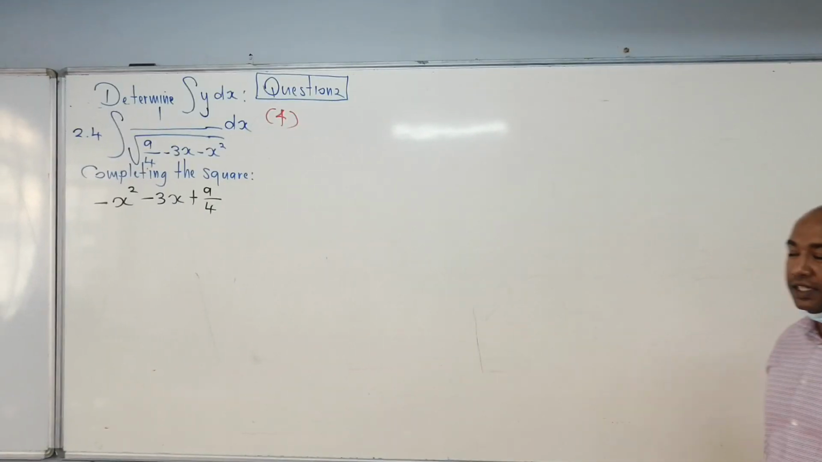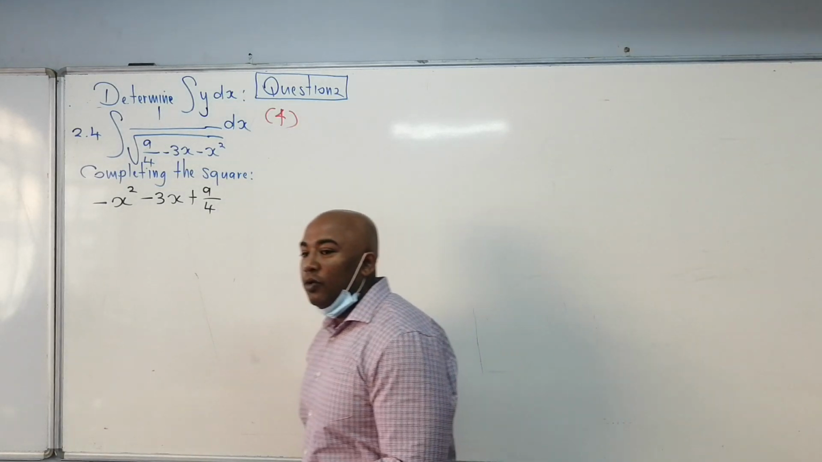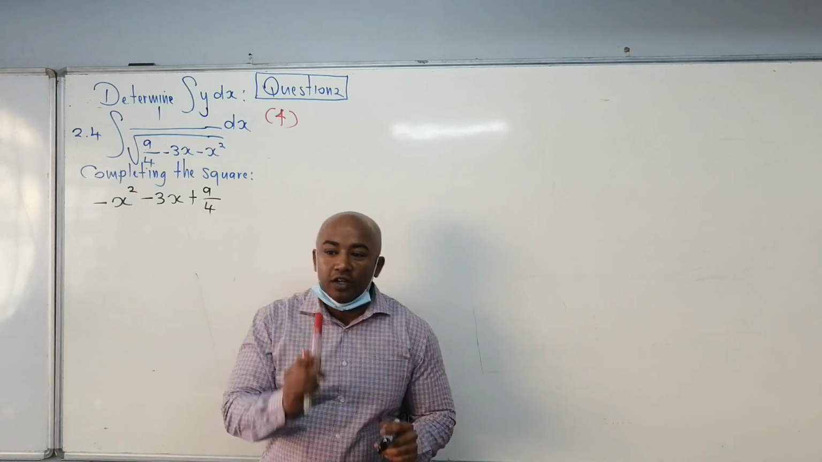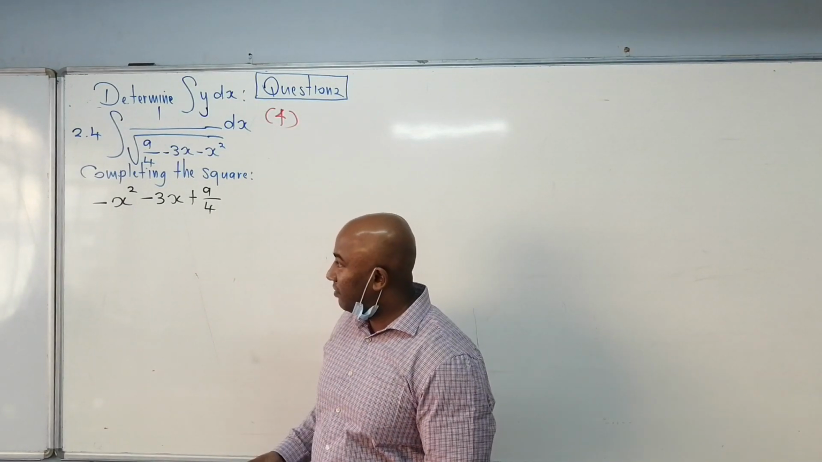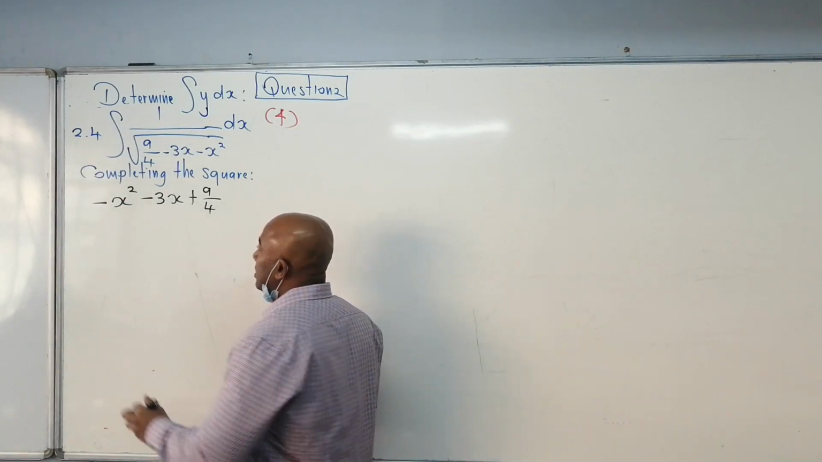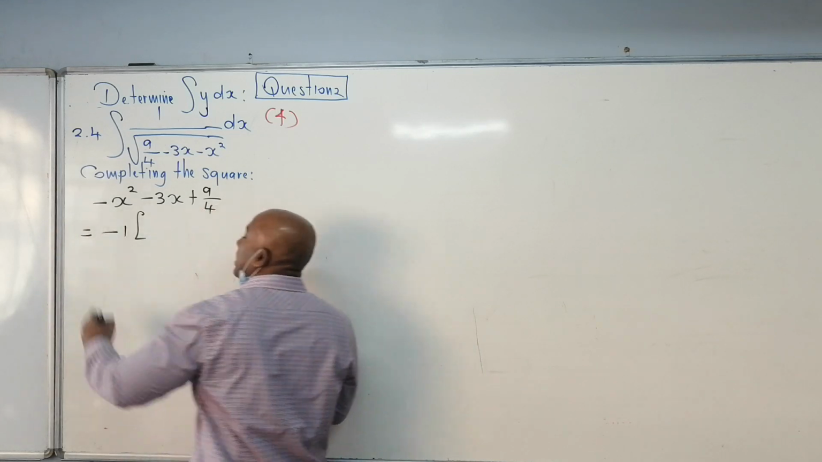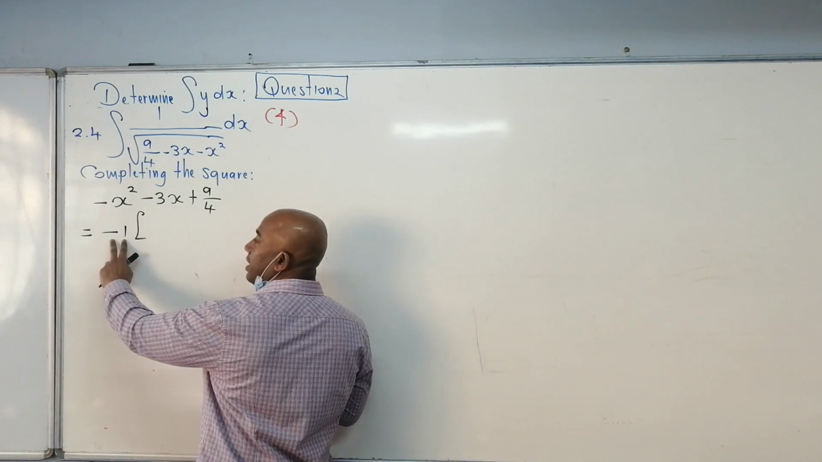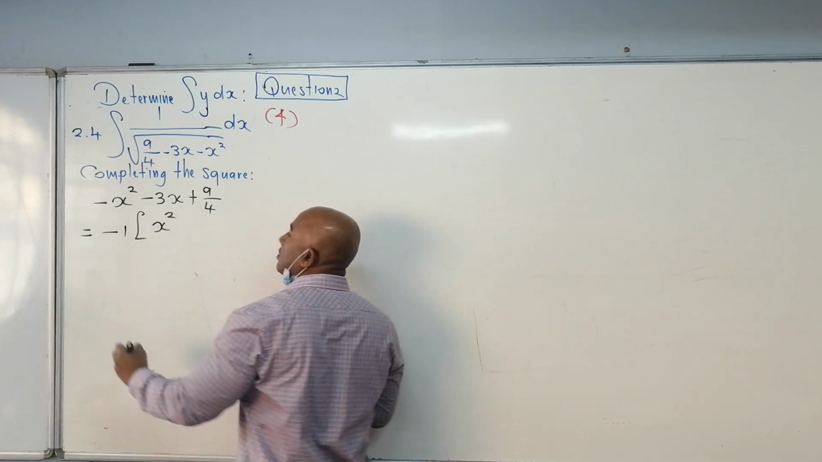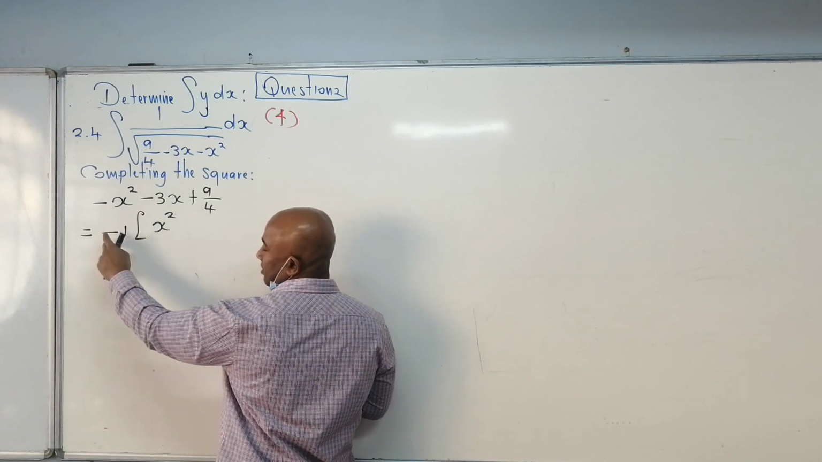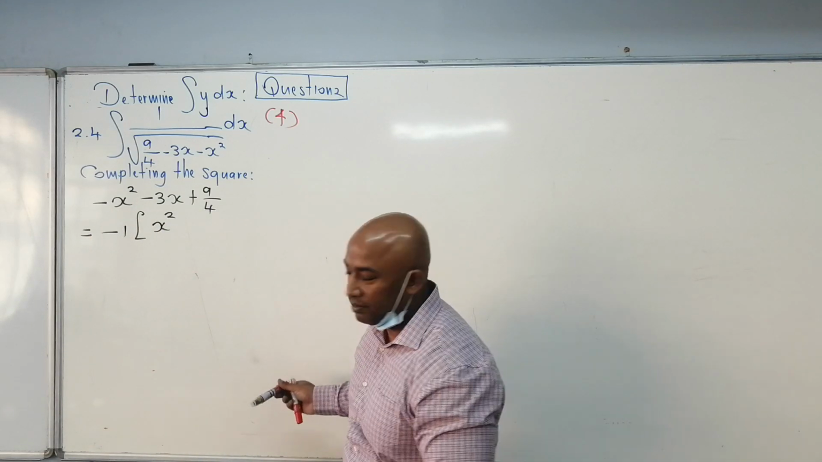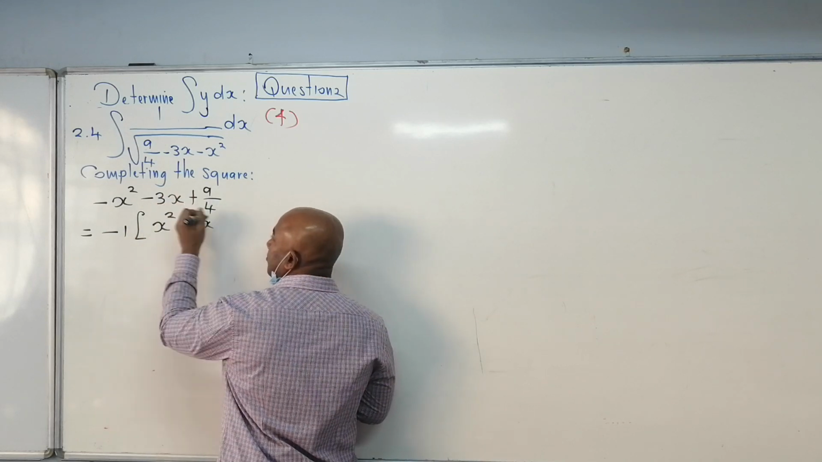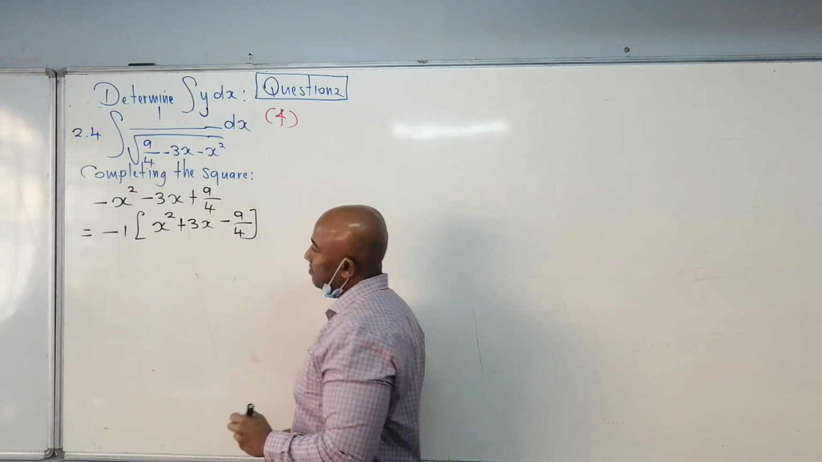I need to complete the square. So step number 1 for completing the square: the coefficient of x² must be positive 1. If it is not positive 1, you will take out that number as a common factor. So this is not positive 1, so therefore you will take out your negative 1 as a common factor. There's no dividing it. You take out as a common factor. So if I take out minus 1, I'm left with x². If I take out minus 1, basically all the signs will change. So the negative becomes positive, negative becomes positive again, and the positive will become negative. So you check.